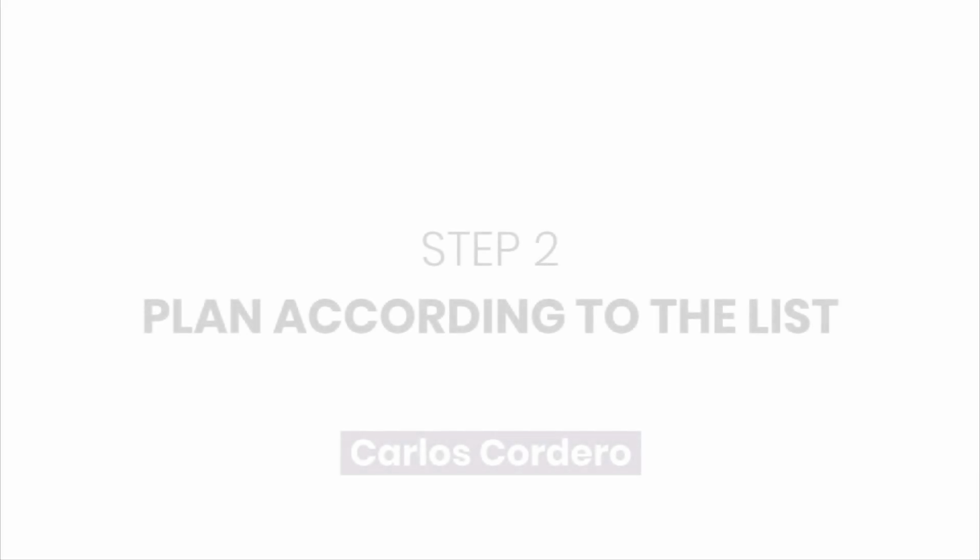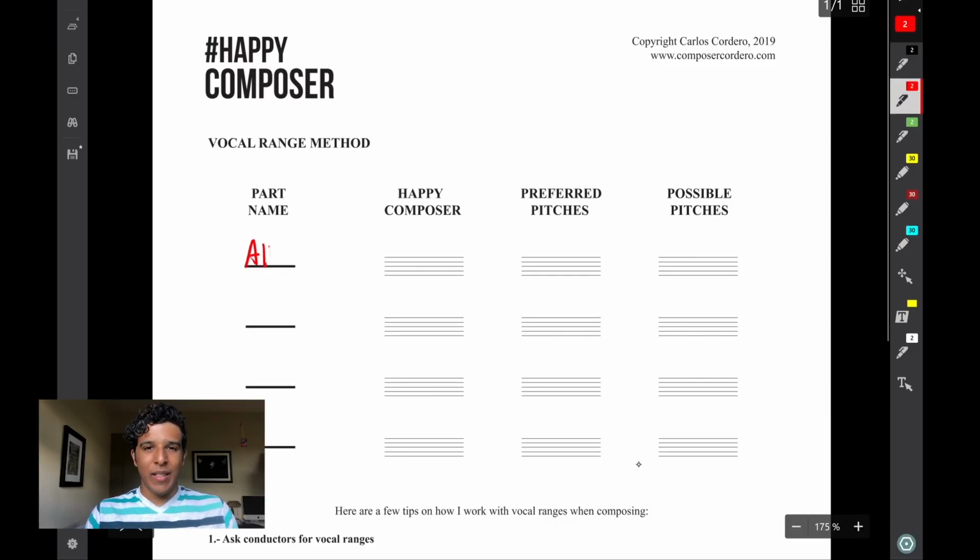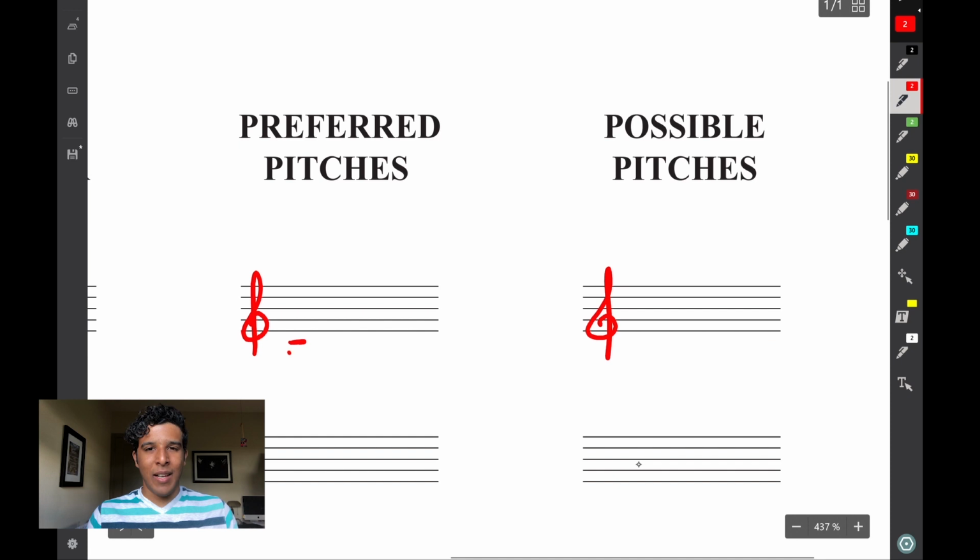Step 2. Plan according to the list. After I know the vocal ranges, I go to my template and fill it up with the information from the conductor. In the last example, we see that we have a low A for the alto and a high B. Then they can possibly do a low G and also a high C, but this is just the possible list. We want to stick with the preferred list.